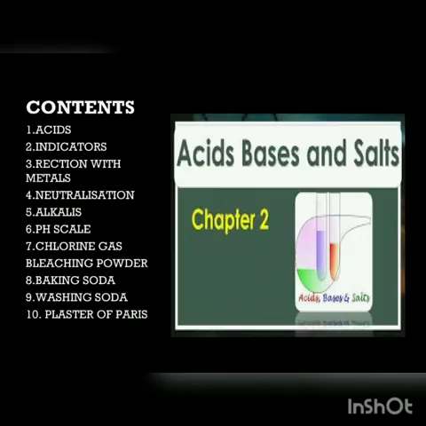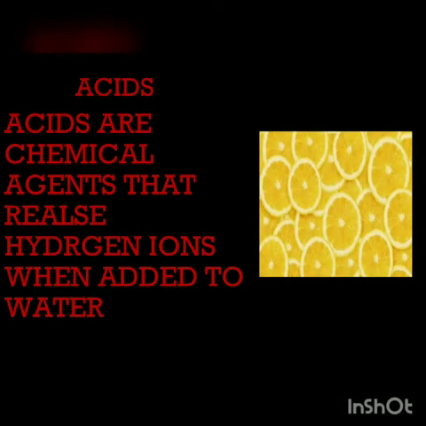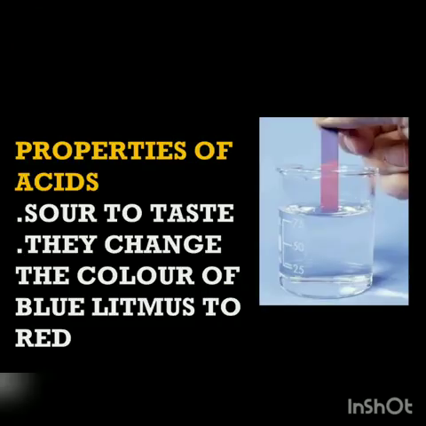Contents: acids, indicators, reaction with metals, neutralization, alkalis, pH scale, chlorine gas, bleaching powder, baking soda, washing soda, plaster of Paris, etc. Acids. Acids are chemical agents that release hydrogen ions when added to water. Properties of acids: sour to taste, they change the color of blue litmus to red.